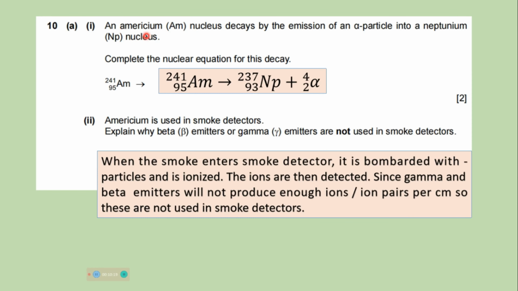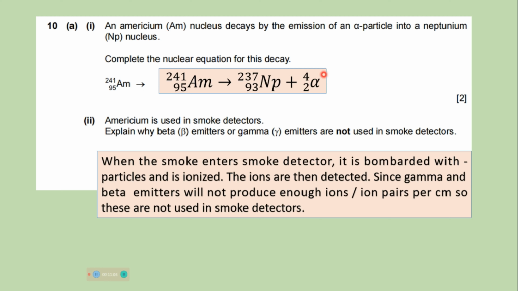An americium nucleus decays by the emission of an alpha particle into a neptunium nucleus. Complete the nuclear equation for this decay. So we have written the nuclear equation here, and we know that for an alpha particle the symbol is 2 alpha 4, where 2 represents the atomic number, the number of protons, and 4 is the total mass number of nucleons. So you can note down.